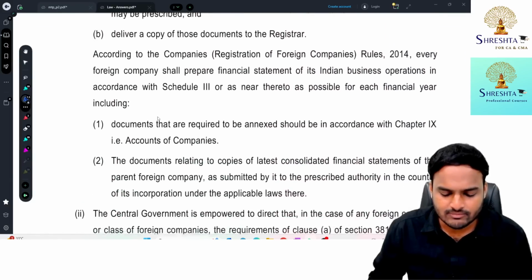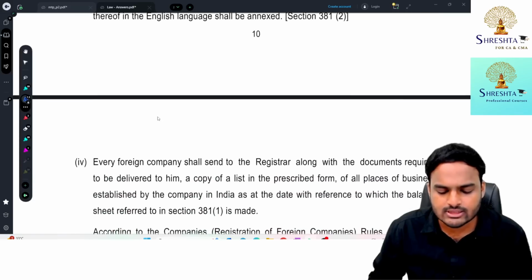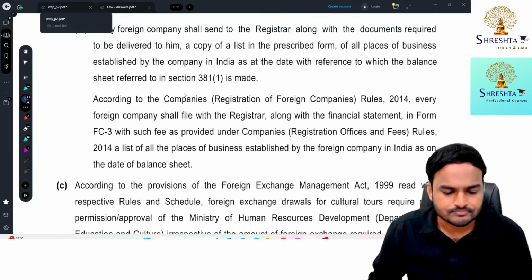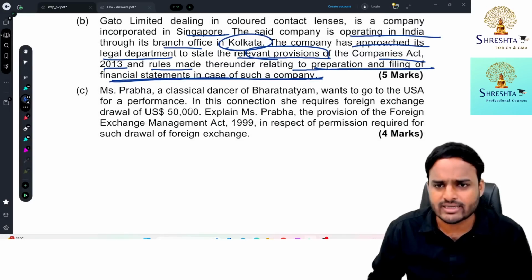So Section 381 list has been given. What are the documents to be filed with the Registrar? So it is a theory question, not a practical question.